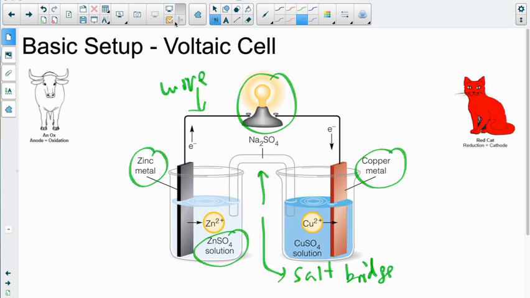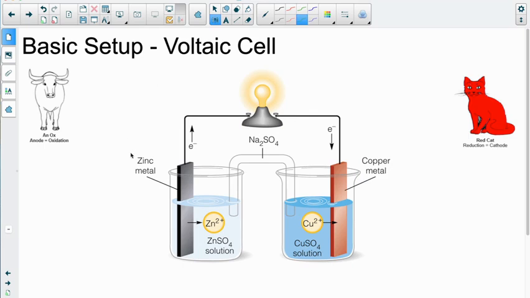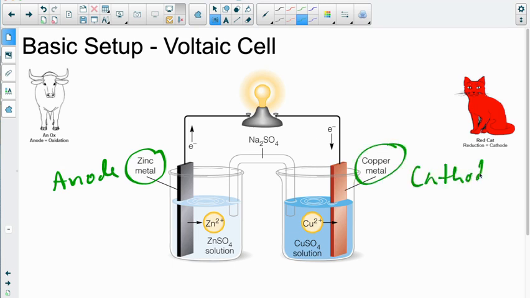Some of the terminology here that you need to be familiar with are that the zinc metal here is now called the anode, and the copper metal here is called the cathode. These solutions here are 1 molar solutions, and you will see this when we discuss standard conditions afterwards. Oxidation always happens in the anode, and that's why I have this thing here called an ox, right? That's a little acronym here. And red cat tells you that reduction always happens in the cathode. Now, this is true for both voltaic and electrolytic cells.